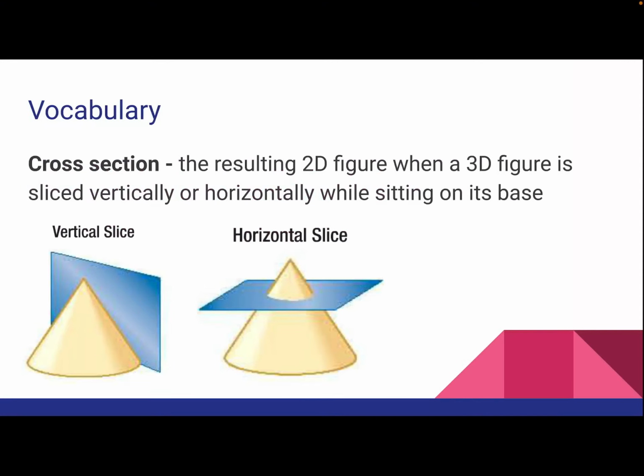Here you can see a cone and you see the plane kind of showing what that vertical slice would look like and the horizontal slice. Today we're going to fill out a table and we're going to talk about the different three-dimensional figures in our unit and what our vertical and horizontal slices would be, and then we're also going to talk about the rule that would apply to them.